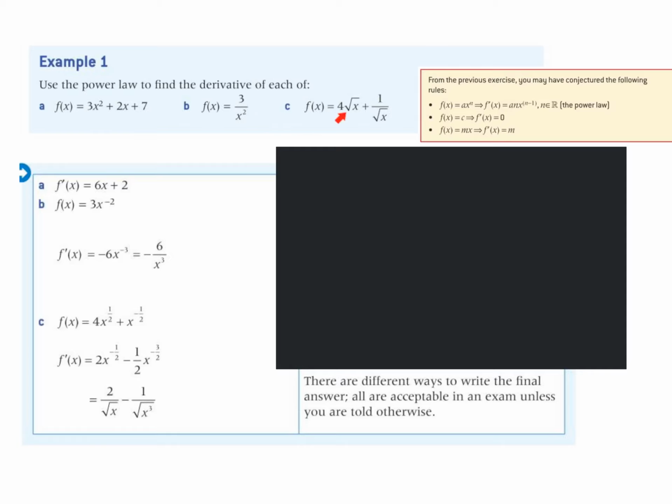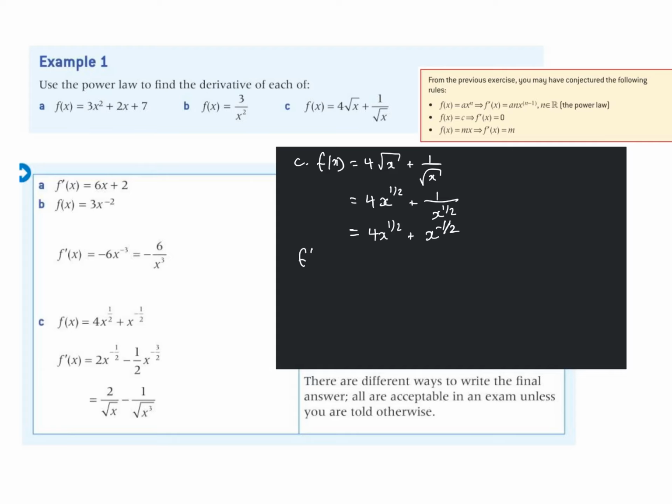Let's have a look at C. Now we've got these radical signs in here, so we'll see how we can deal with those. Let's write it up. C, f(x) equals 4 root x plus 1 over root x. That's 4 times x to the half plus 1 over x to the half, which is 4x to the half plus x to the minus a half.